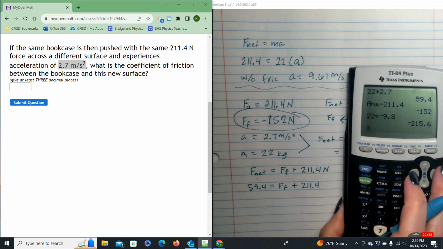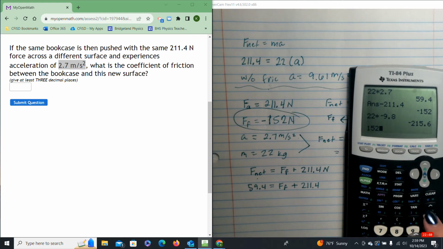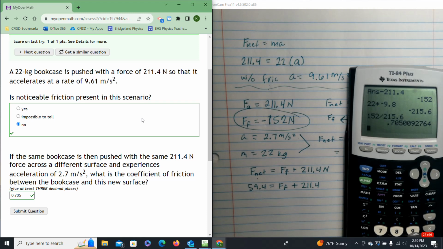So 152 divided by 215.6 is 0.70500. It keeps going, but it says to give at least 3 decimal places. So let's go ahead and do that. 0.705. There we go.